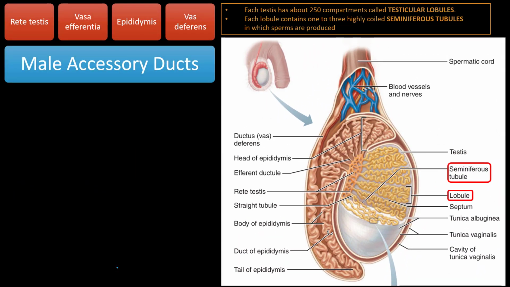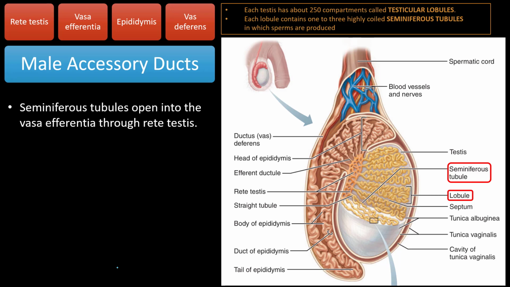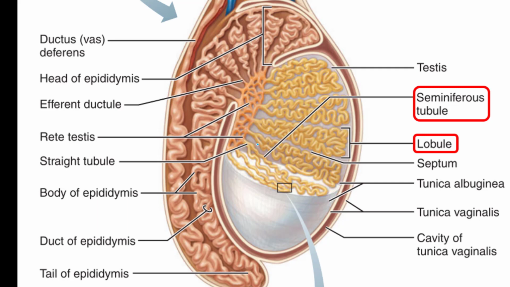Now we are back with this picture, and let us understand what the male accessory ducts are. So till now we understood how the testis is organized and how the seminiferous tubule is organized. Now in this, the seminiferous tubules open into the vasa efferentia through the rete testis. You can see here that these are the testicular lobules and these are the seminiferous tubules.